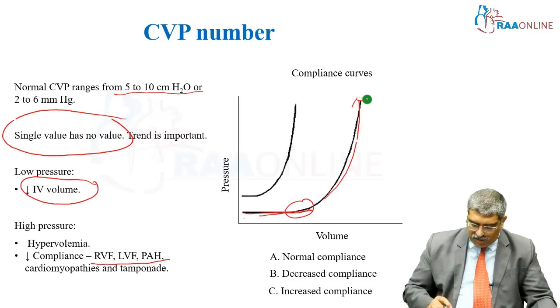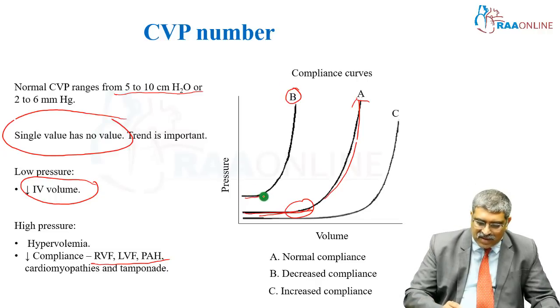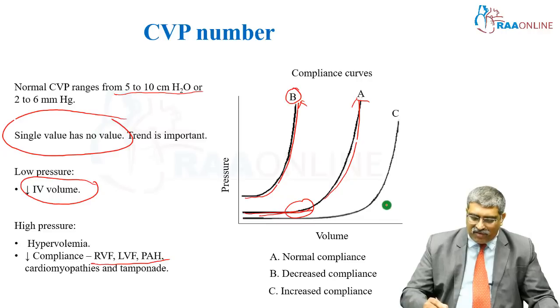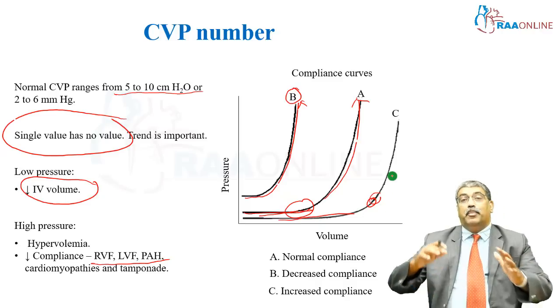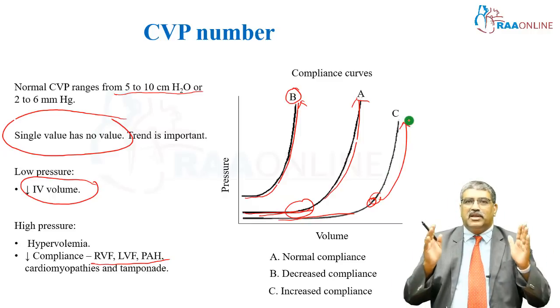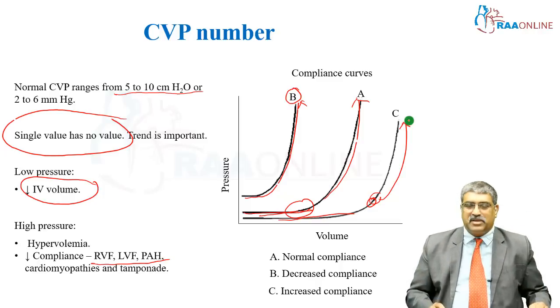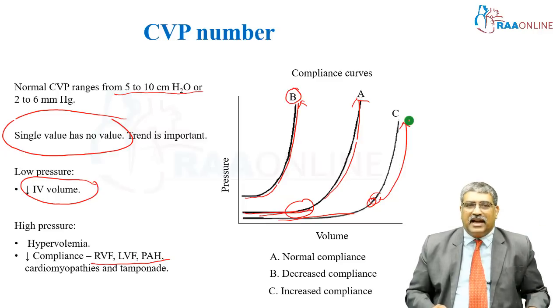But if there is decreased compliance, here you can see even with a little bit of volume, your pressure increases drastically. In case of increased compliance, up to a certain point the curve is shifted towards the right, and even if you give volume, the pressure is not altered, and beyond a certain point only, the pressure is increased. So, depending upon the compliance, the volume can cause an increase in pressure. If it is good compliance, it is not going to cause much increase in pressure. But if it is low compliance, even giving a little bit of volume increases the pressure drastically.